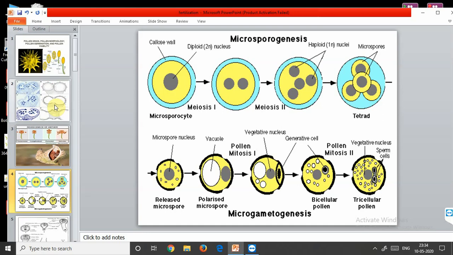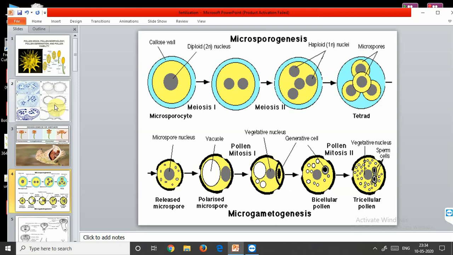Because of this pressure, the intine comes out through a germ pore in the form of a tube, and this is the pollen tube. The intine comes out from those parts where there is no exine, because exine is very hard and does not allow the tube to form. But there are some places, the germ pores, where there is no exine. From those parts the pollen tube is formed.